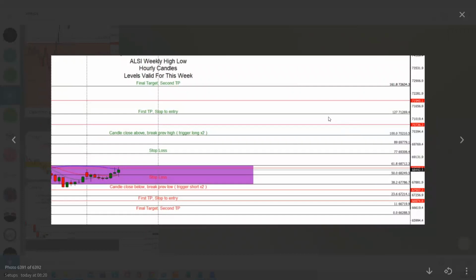On the Aussie weekly high low, currently between levels of 50 and 61.8. If you look at the moving averages, 8 is slightly busy crossing 21 there to the upside. So with that, I'd rather prefer a long above 100, so candle close above the 100 level, break previous candle high to aim for the 127 first TP, 161.8 second TP, stop loss being at the 77. Remember guys, same rules apply for the red lines.